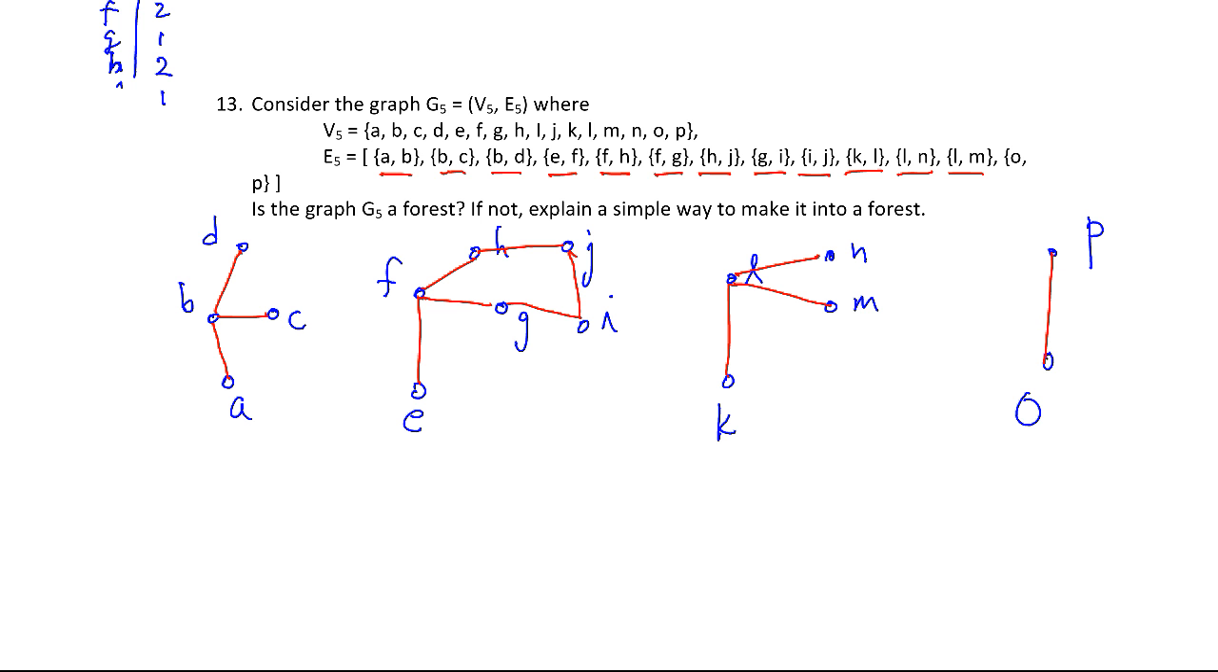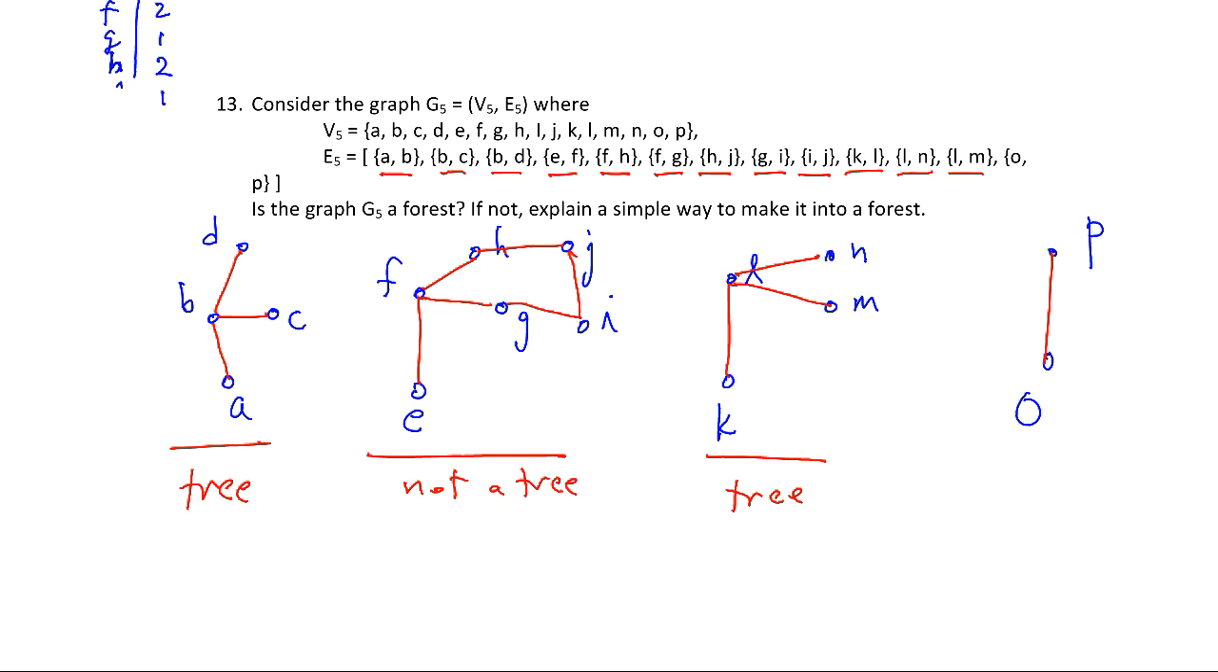Okay. So what I'm doing is, it is supposed to kind of look like trees in a forest. Is the graph a forest? If not, explain a simple way to make it into a forest. Well, this is a tree. This is not a tree. This is a tree, connected with no cycles. This is a tree.